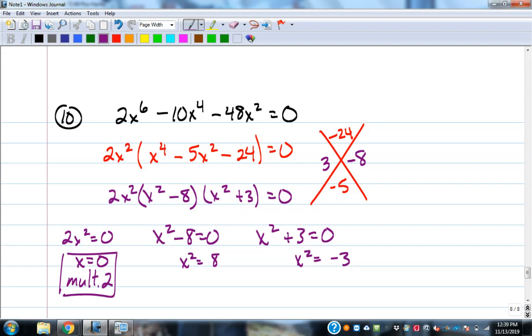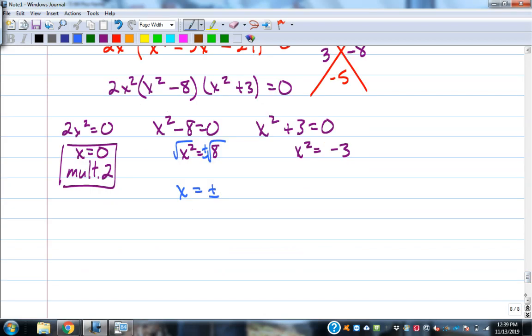And then the second one, x squared minus 8, get that equal to x squared, and take the square roots of both sides. What's that simplify to be? 2 radical 2. Good job. And then the last one, plus or minus i radical 3.